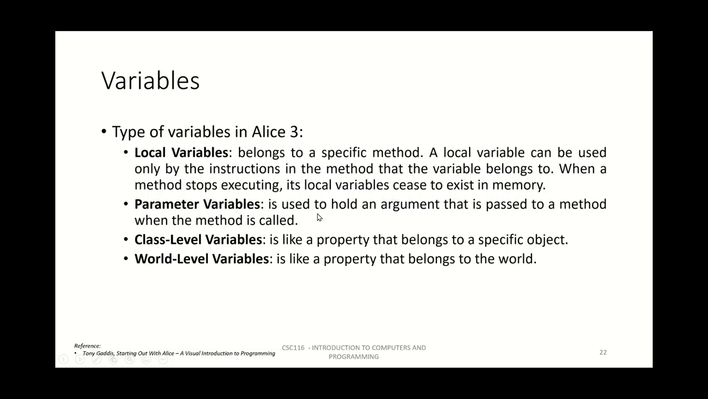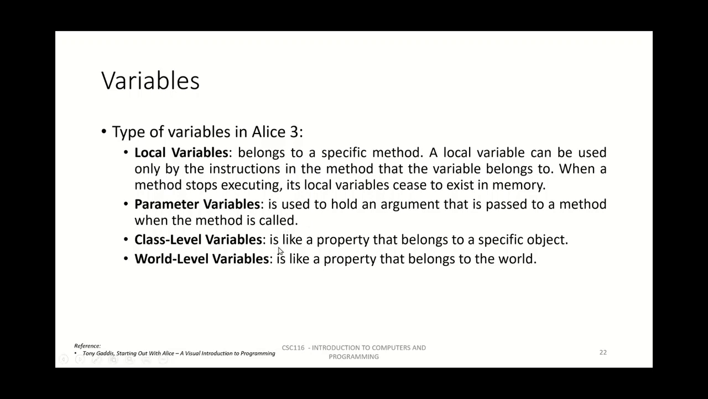A parameter variable can be used to hold the arguments or the parameter that will be passed to the method when we call the method. For example, we have a say method, when the object wants to say something. For example, the object says hello. So hello is actually the parameter. This is an example of a parameter variable.